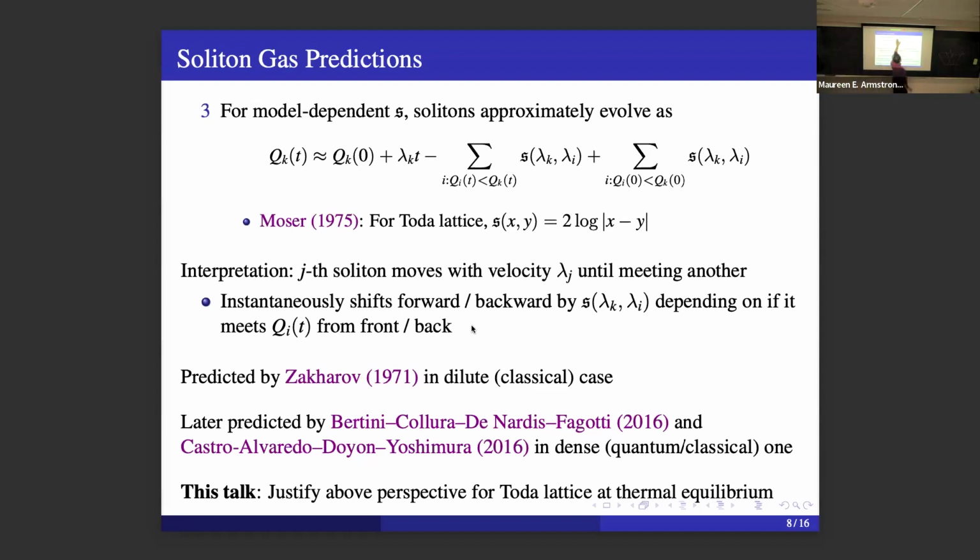In the absence of these two sums, the interpretation is that the j soliton is moving just linearly with velocity lambda j. That's all this is saying. But when one soliton meets another one, this location will instantaneously move forward or backwards by this s of lambda k, lambda i, depending on whether qj meets qi from the left or from the right. So this thing is happening everywhere at the same time for all the solitons, is what this equation is saying.